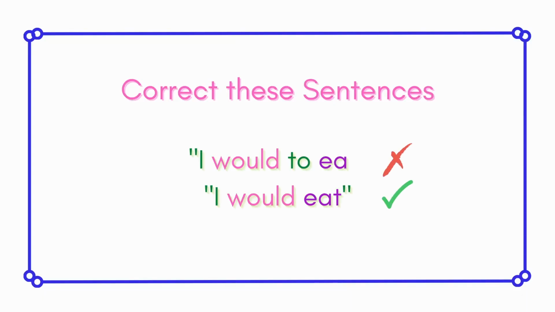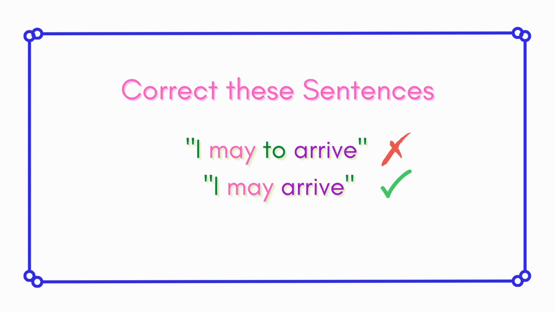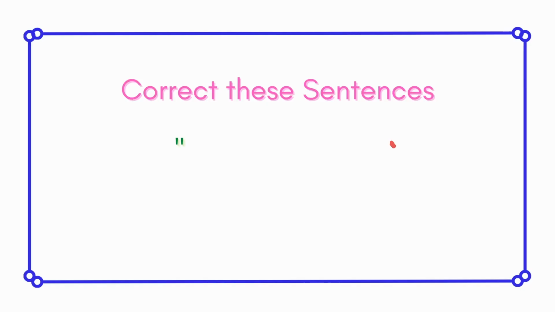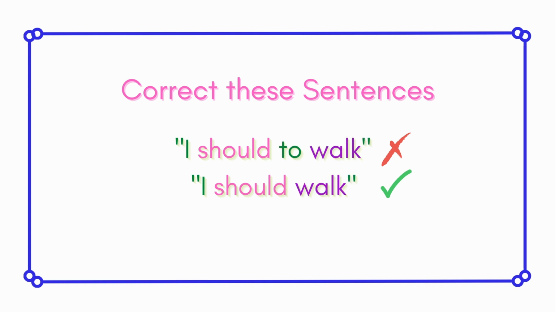So the following examples will need to be corrected. I would to eat, incorrect. I may to arrive is incorrect. I can to drive is incorrect. I should to walk is incorrect. But I ought to fly is an exception and it's correct.